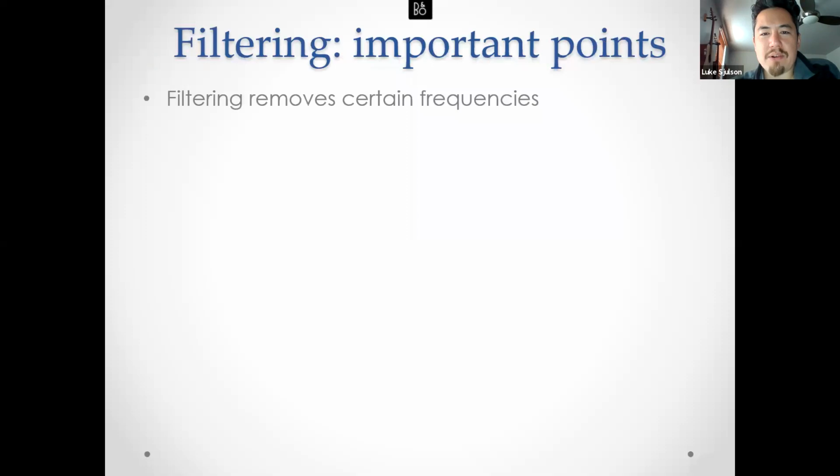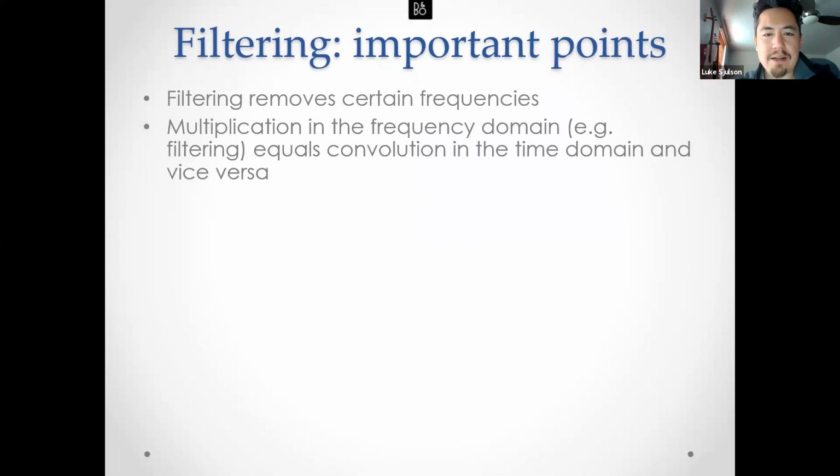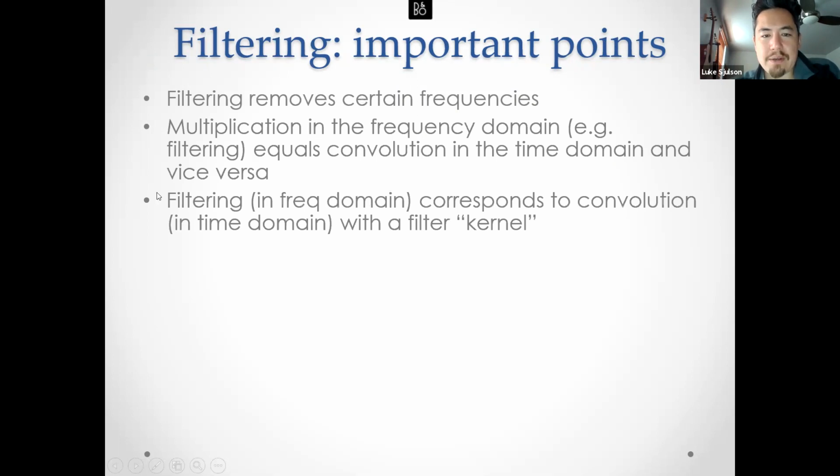All right, important point, filtering. You can think of it as removing certain frequencies. It's more complicated than that, but for now, let's just think about it as that. Multiplication in the frequency domain, just filtering, right? Or you can conceptualize that as filtering the same as convolution in the time domain. So this is sort of the same thing. The filtering corresponds to convolution with a kernel.